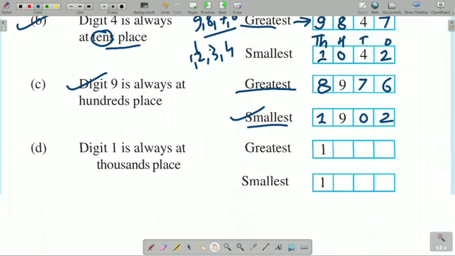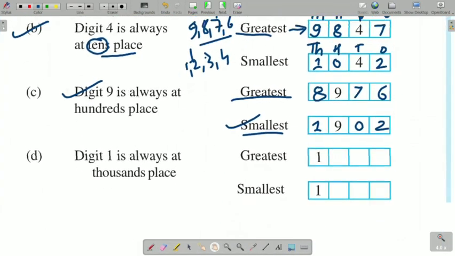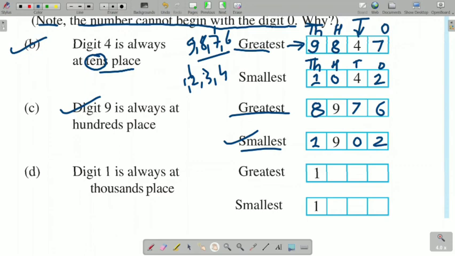Now in the same way, come to D. So let's solve it. Digit 1 is always at the 1000 place. It is already in the 1000 place. So the greatest we are going to make: 1, then simply write 987. So 1987. And now make it smallest. Here is already 1, so use 0. Okay. For another smaller, you can use 2 and then 3.